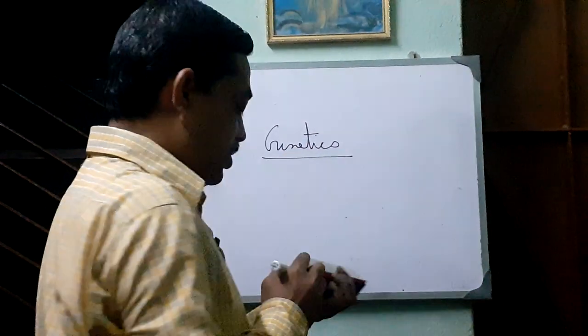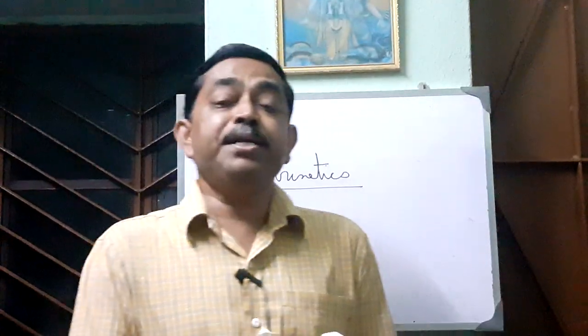Now, what is genetics? Genetics is the scientific study of inheritance or heredity and variability of organisms. Modern genetics began with the work of the Austrian monk Gregor Johann Mendel. His work on pea plants was published in 1866, which is called Mendelian inheritance.